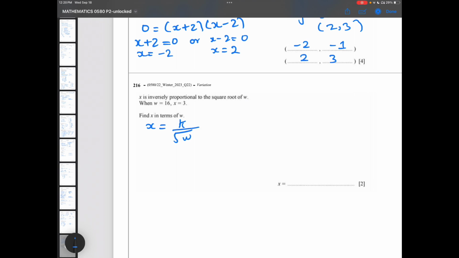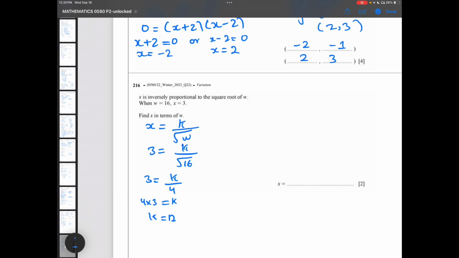Because in inverse proportion what I do is divide the constant k by the second term. Now I will place the values of w and x over here. x is 3 and w is 16. So square root 16 is 4. When I move this 4 to the left side of the equation, it gets multiplied with 3, and I get the value of k, that is 12.